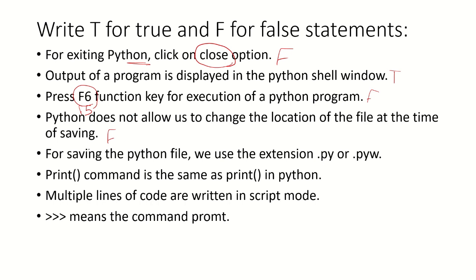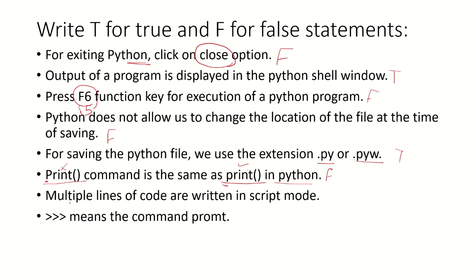Clear? For saving the Python file, we use the extension .py or .pyw. That is true, as we have already seen this question. We have already completed this question in fill in the blanks. Print command is the same as print in Python. Do you think both of them are same? The difference is that here the first alphabet P is capital and here it is small. The small one is correct and this one is not correct, because Python is a case sensitive programming language. So this one is false.